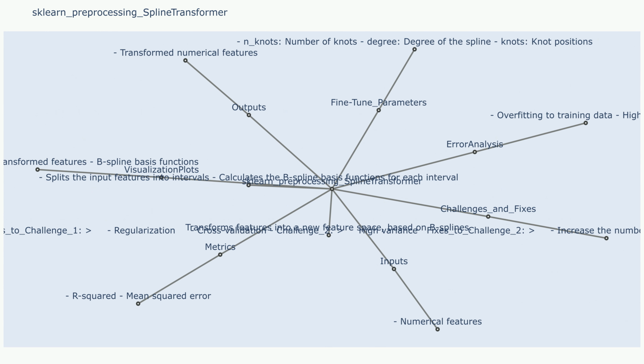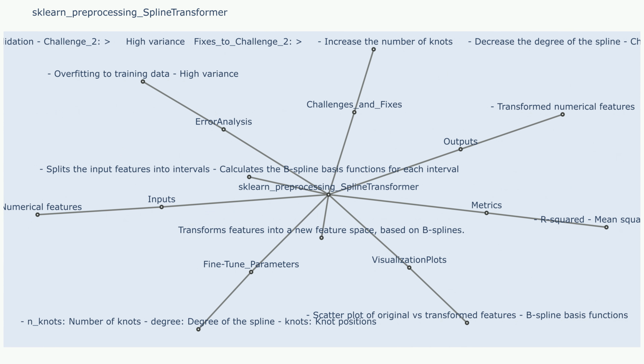Fixes to challenge 2. Dimensionality reduction: apply dimensionality reduction techniques before the spline transformation to reduce the number of features and simplify the model. Efficient algorithms: utilize algorithms specifically designed for spline fitting, such as B-spline algorithms, which are optimized for computational efficiency. Parallel processing: exploit parallel processing capabilities to distribute the computational load across multiple cores or machines, reducing overall processing time.